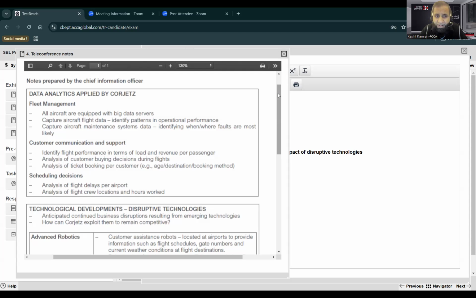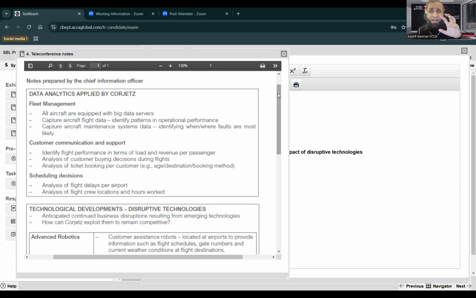Scheduling decisions: analysis of flight delay per airport, and analysis of the flight crew location and hours worked. So they're getting analysis of how many hours crew members have worked, and also analysis of the flight delays per airport: by how much time the flight was delayed, what was the reason for delay, and so on and so forth. Now, these are three critical areas where they have deployed data analytics: fleet management, customer communication and support, and scheduling decisions.